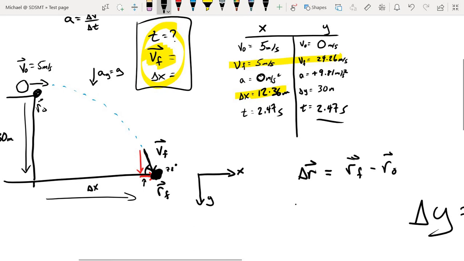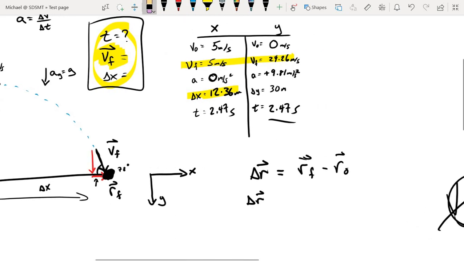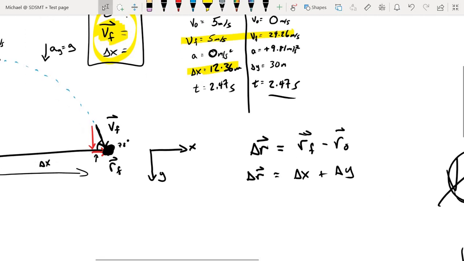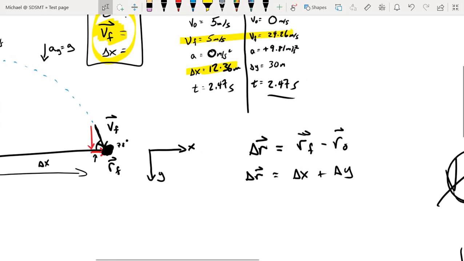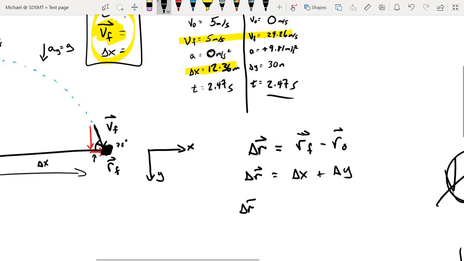But we can also describe this as the combination of the changes in the x and the y directions. And we already know what those are. We know that we have a displacement of 12.36 in the i hat plus a displacement of 30 in the j hat, and now we're done.